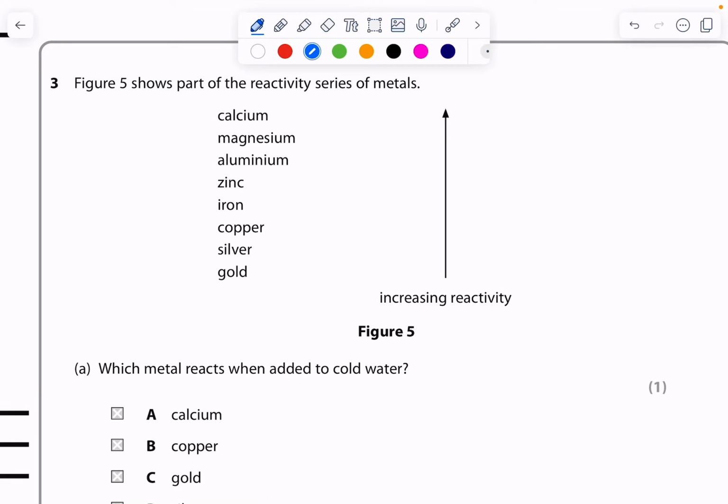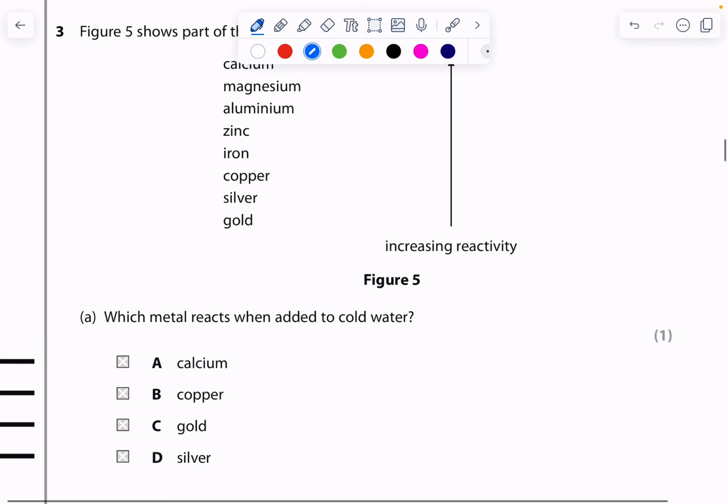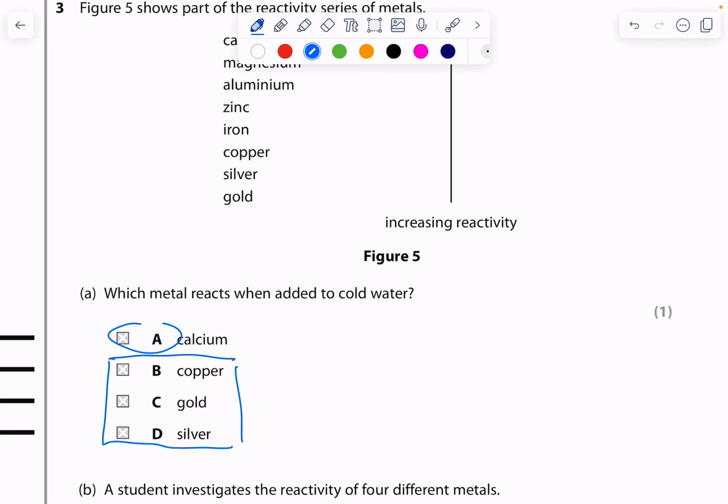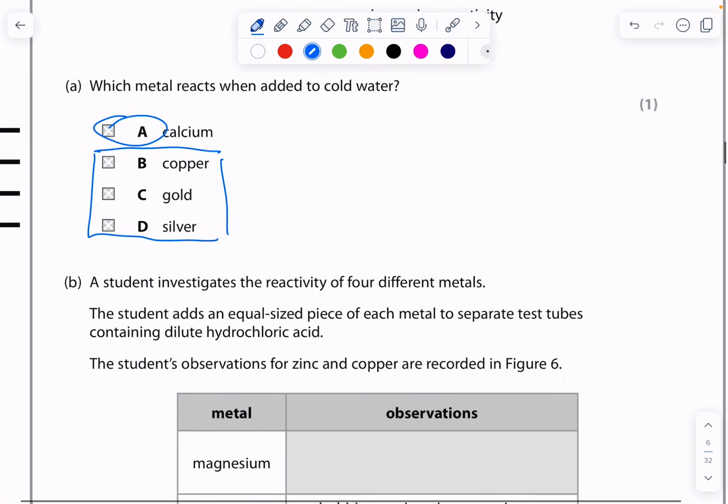Okay, so we're moving on to a question about reactivity. It says in here, which metal reacts with cold water? So from this list, hopefully we're remembering that these bottom three do not react with cold water. So the only option left is option A, which does react.